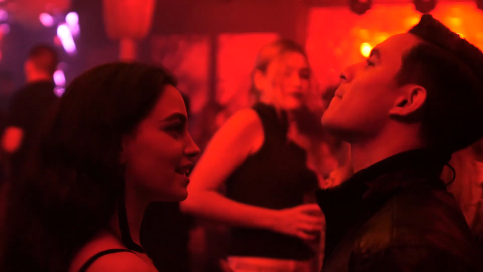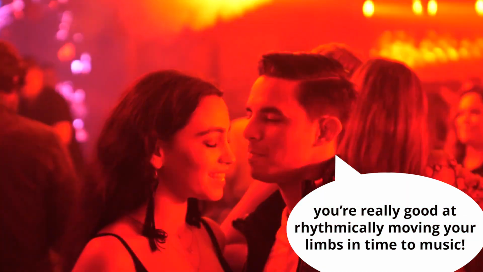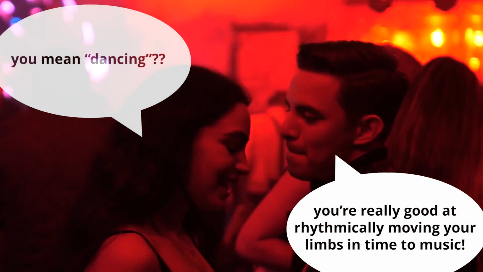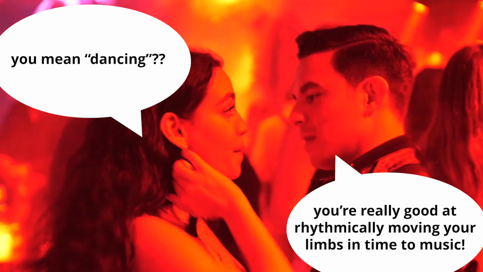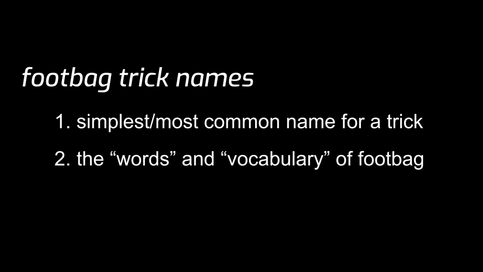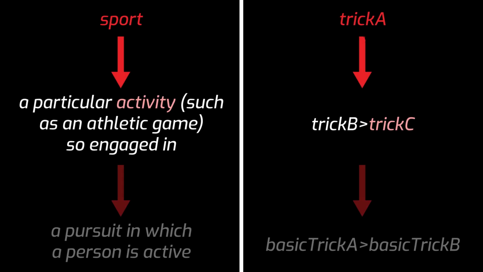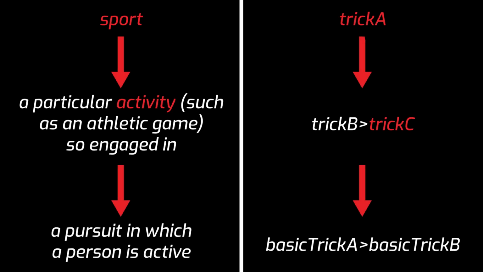Just like with a language, knowing how to describe and identify parts of words is fundamental to reading and speaking, but to actually communicate, you need to have at least a basic vocabulary. In our case, this is where actual trick names come in, which, as I said before, are the words of the Footbag language. And just like words are defined by other words, tricks are defined by other tricks until we get to such a basic level that there's an assumed understanding.